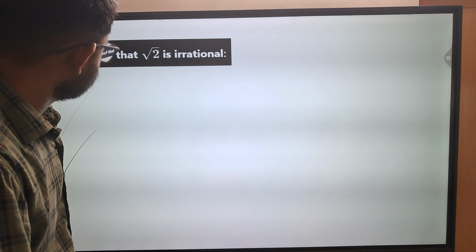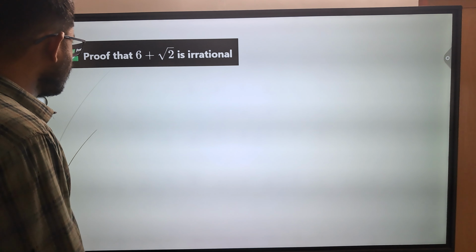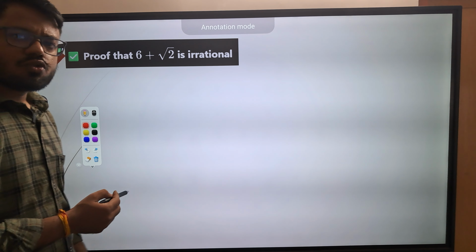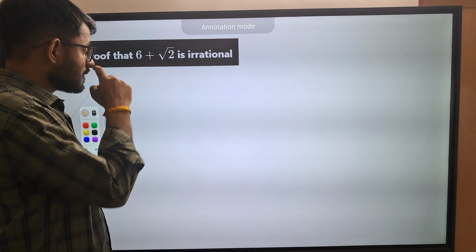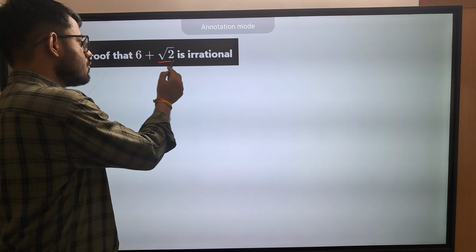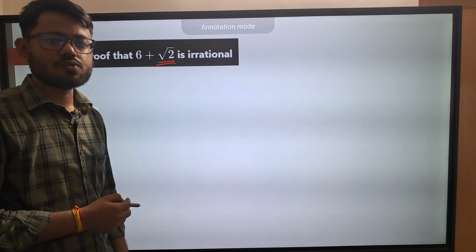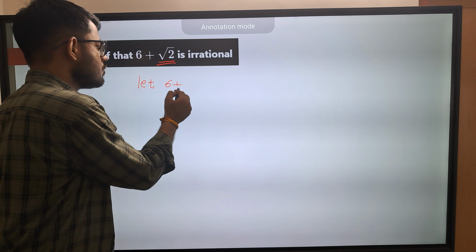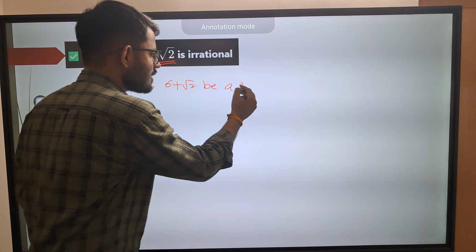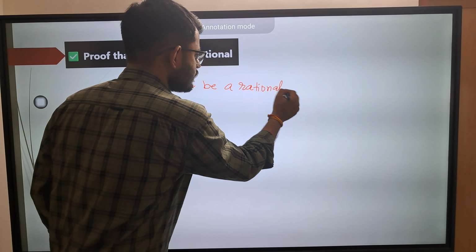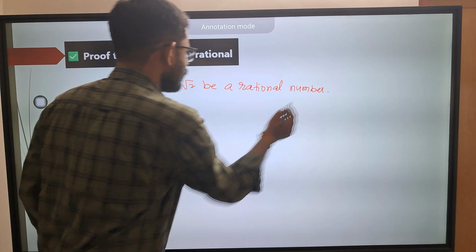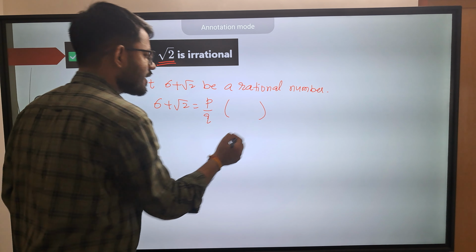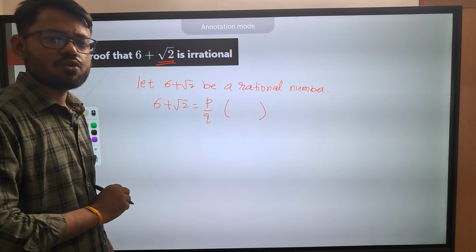Question number 2. How to prove 6 plus root 2 as irrational? To prove 6 plus root 2 as irrational number, sometimes it is given for 5 marks. Then if it is given for 5 marks, first you need to prove root 2 as irrational. After that we need to prove 6 plus root 2 as irrational number. Let's start. Let us assume 6 plus root 2 be a rational number. If it is a rational number, we can write it in the form of p by q, where p and q are co-prime integers. We need to write in bracket p and q are co-prime integers and q is not equal to 0.